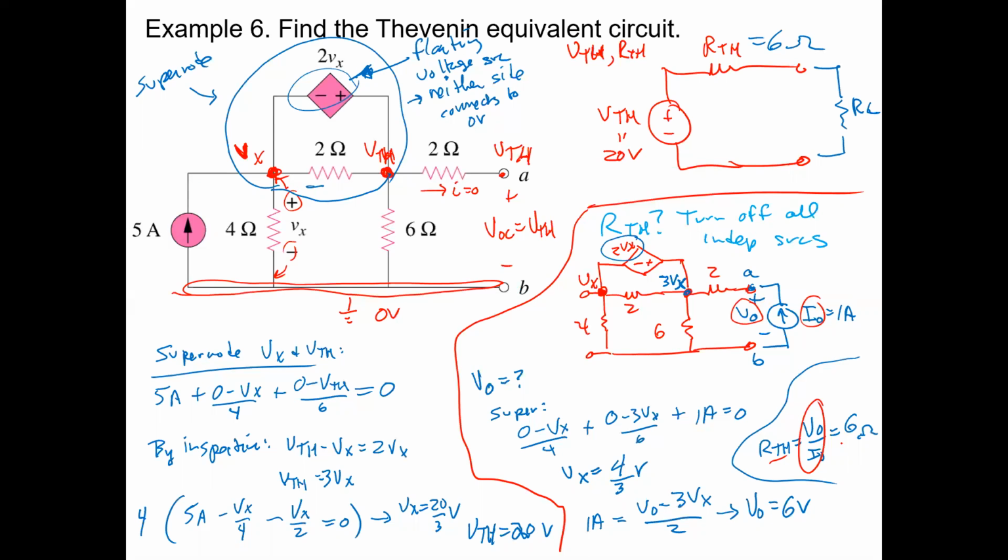So we did example 6, and this is sort of where we left it, where we did a supernode to find the open circuit voltage, and we found it was 20 volts. And then we turned off all the independent sources, so you have the circuit here with just the dependent source in there. And then we decided to connect a current source of 1 amp. We found out that a current source of 1 amp here would result in a VO of 6 volts. So the R Thevenin is going to just be 6 volts over 1 amp, or 6 ohms.